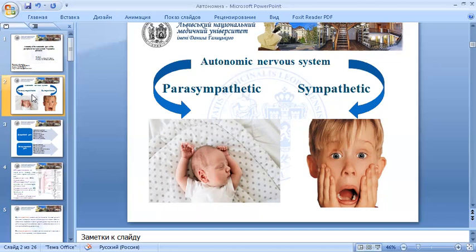Morphologically, the autonomic nervous system is divided into central and peripheral compartments. Functionally, the autonomic nervous system is divided into sympathetic and parasympathetic nervous systems. Both divisions innervate most of the organs in the body, usually with opposing effects.